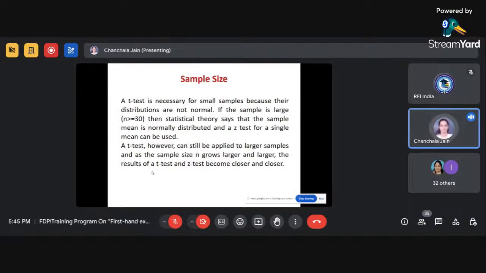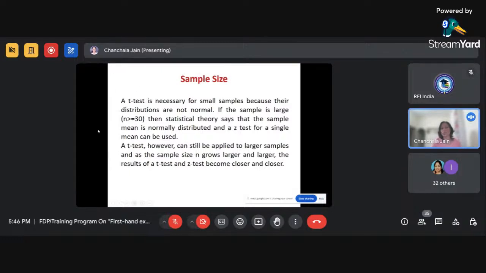I think, ma'am, you can see this. It is written that if the sample is large, greater than or equal to 30, then the statistical theory says that the sample is normally distributed. And there is a limitation. This is the assumption of the t-test, that we need to have normally distributed data, right? As I have been saying for the last 2 days, when the sample size is 30 or more, our data shows the normal distribution. Usually, this is what the theory says, right? So that is why I am repeating this.